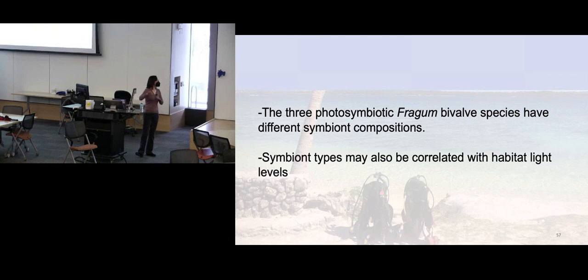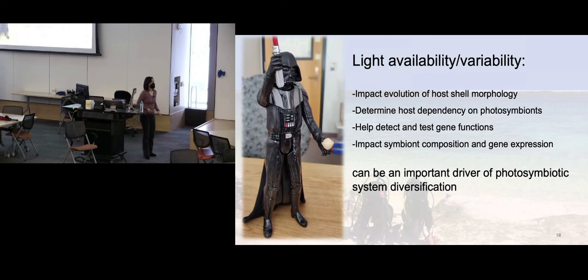So hopefully with all these different stories, I've convinced you that light availability or variability can potentially impact the evolution of host shell morphology. It determines the hosts' different levels of dependency on their photosymbiosis. By manipulating light, turning symbiosis off and on, we can use that as an important tool to detect and test gene functions. And light availability also possibly impacts symbiont composition and gene expression in this group. So overall, habitat and light preferences can be a really important driver of photosymbiotic system diversification, whether we're talking about morphology, ecology, or the genomic level.